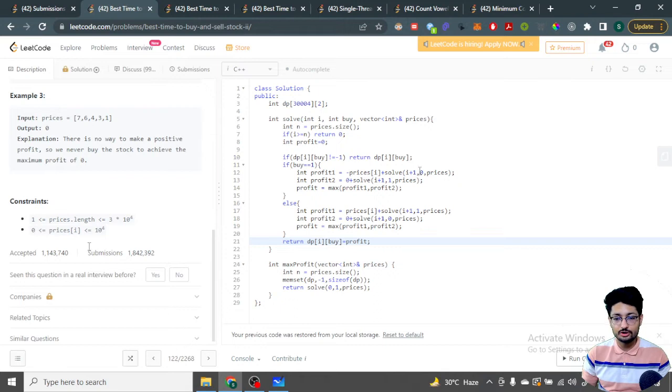Like this value is 0 because it should be either 1 or 0. 1 means that you can buy a stock and 0 means that you have a stock in your hand, you can only sell it. Okay, and then price is ready.